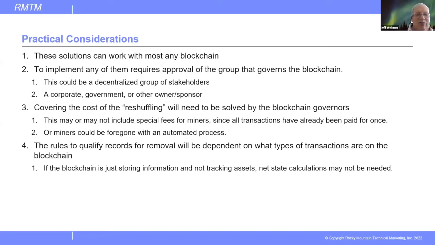The rules to qualify records for removal will be dependent on what type of transactions are in the blockchain. If it's just storing information and not tracking assets, net state calculations aren't really very important. You're trying just to get that picture you posted removed, so you don't really have to have a net state.